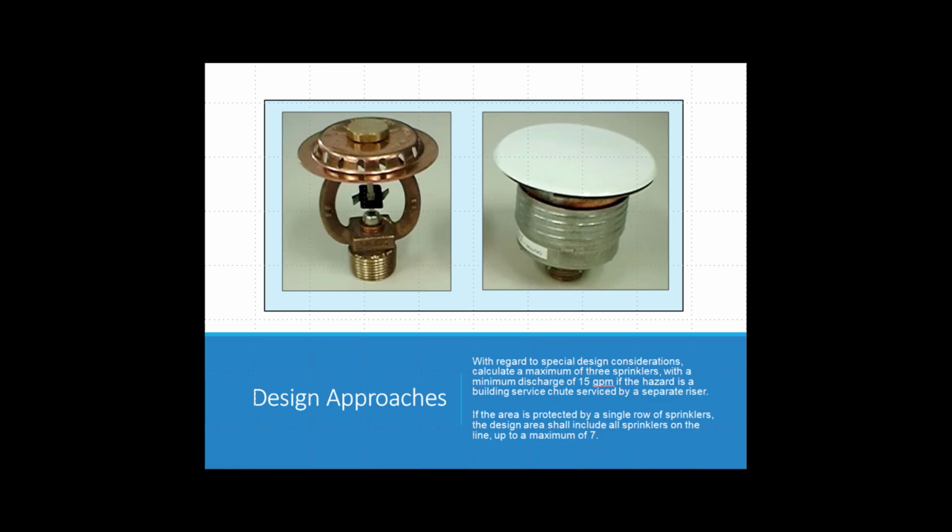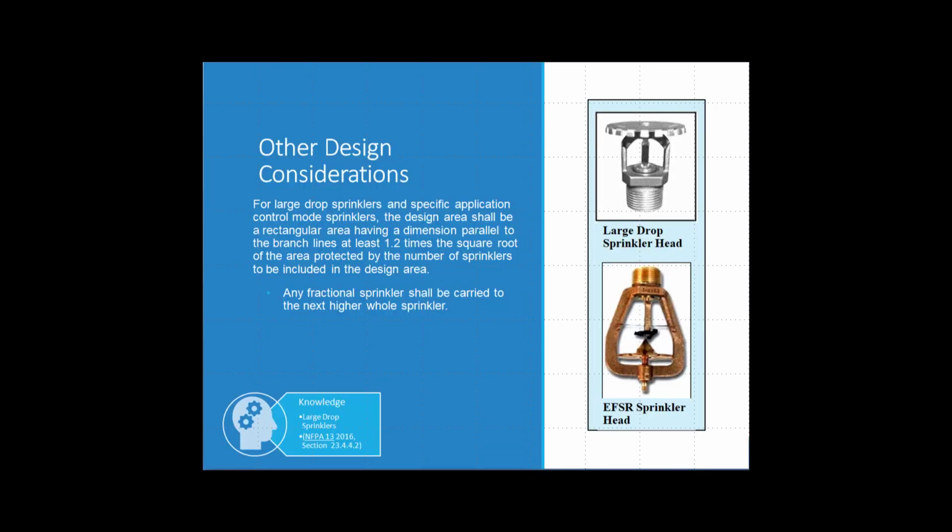You can calculate a maximum of 3 sprinklers with a minimum discharge of 15 gallons per minute if the hazard is a building service chute serviced by a separate riser. For specific application control mode sprinklers, the design area shall be a rectangular area having a dimension parallel to the branch lines at least 1.2 times the square root of the area protected by the number of sprinklers to be included in the design area. Any fractional sprinkler shall be carried to the next highest.